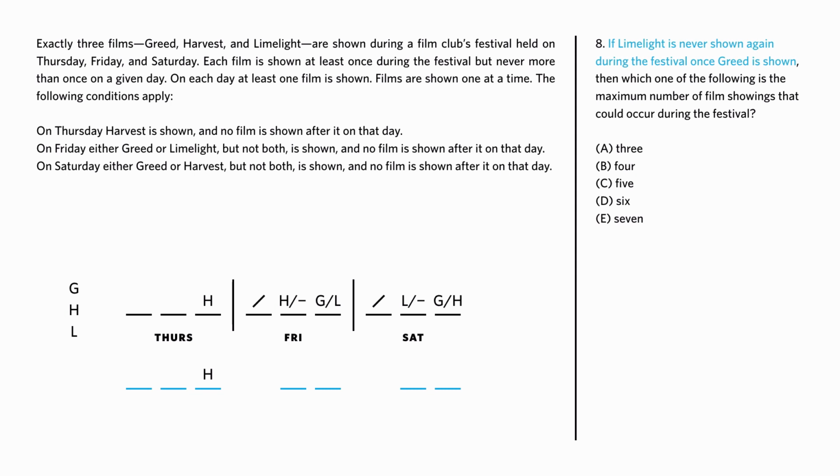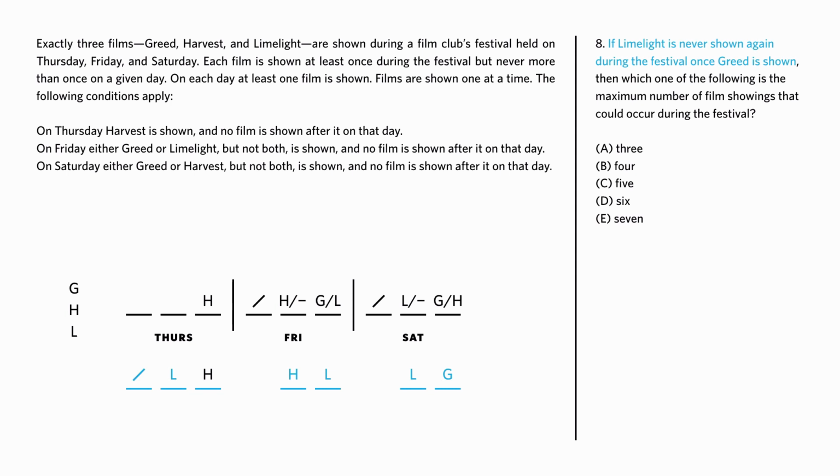The latest we can hypothetically put the first G is the last position on Saturday. This would allow us to put an L in the other slot on Saturday, H and L in on Friday, and H and L in on Thursday. That allows us to fit in 6 elements.